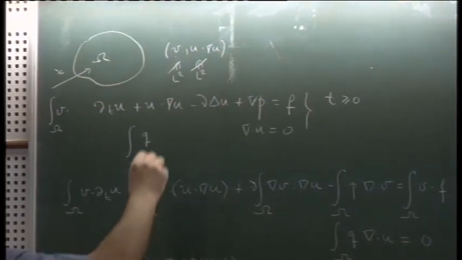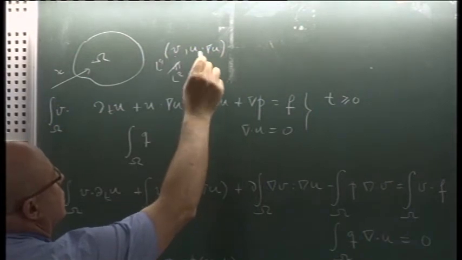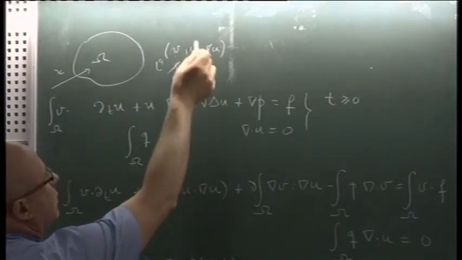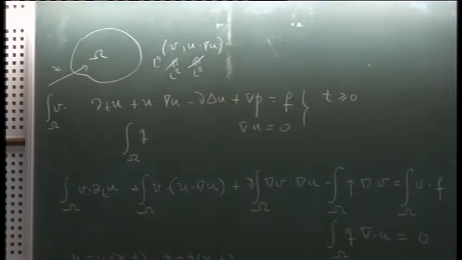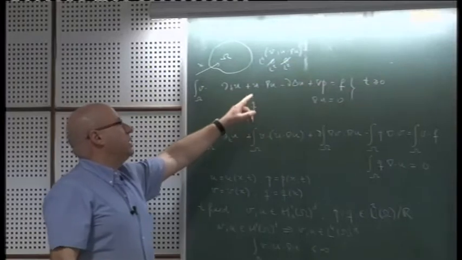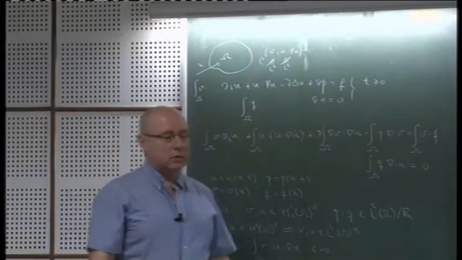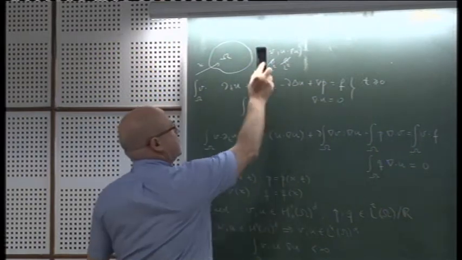Fortunately, they belong to L4, and this one belongs to the dual of L4, which makes the integral well defined. You understand the point? So that integral is well defined, but it's not correct to write it as the L2 product of v times u dot gradient of u.